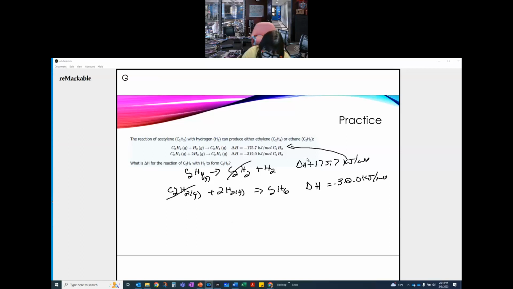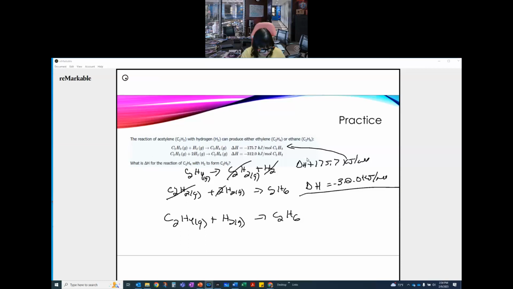Cancel the C2H2s. I cancel one of those H2s. That gives me that C2H4 gas plus an H2 gas going to C2H6 that I was asked about. That's the equation that we're talking about right here. What is the delta H for C2H4 with H2 to form C2H6? So I sum those two values, and I could do that on my calculator.